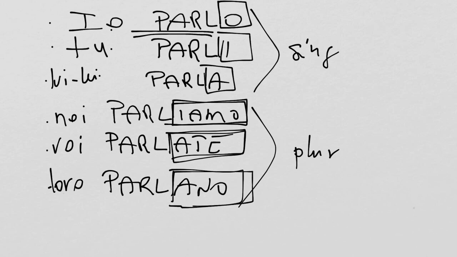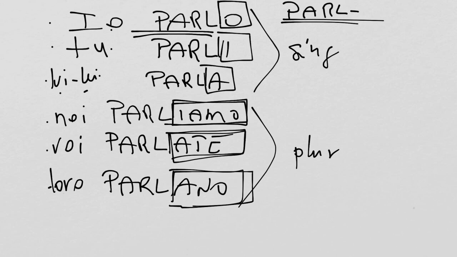We also see that the stem or the root of the verb, parl, never changes. It's only the ending. And all verbs like parlare, and there are hundreds, will behave the same way. So io will always end with o, and so forth.